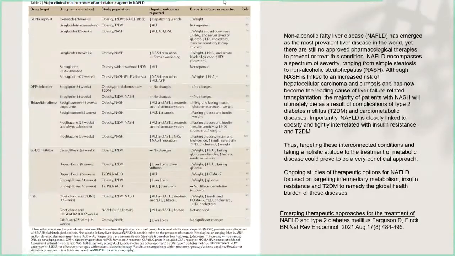So this is the summary of all the different drugs that we have. You can see among these drugs that semaglutide appears to have the most promise so far. Then you have the DPP-4 inhibitors, which did not have any effect on liver enzymes or any of the hepatic outcomes. Then you have TZDs. Pioglitazone has been studied. It has been shown to decrease liver enzymes. But again, there is a decrease in the inflammatory score, but fibrosis-wise, it does not have as much of an impact.